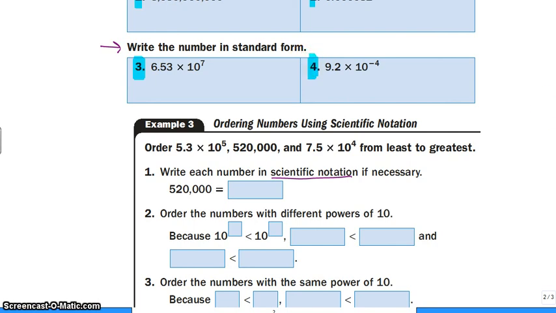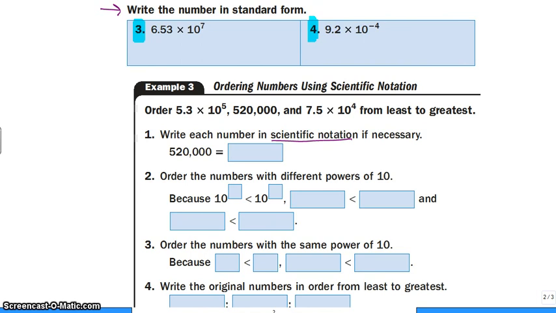To order the numbers using scientific notation from least to greatest, I would take all the numbers out of scientific notation so that you can see which one's the biggest and which one's the smallest. So write 5.3 times 10 to the 5th in standard form. Or, I'm sorry, you can actually write this in scientific notation if you'd like. Since this one's already in scientific notation, let's keep that. That's all right. Let's write this one in scientific notation.